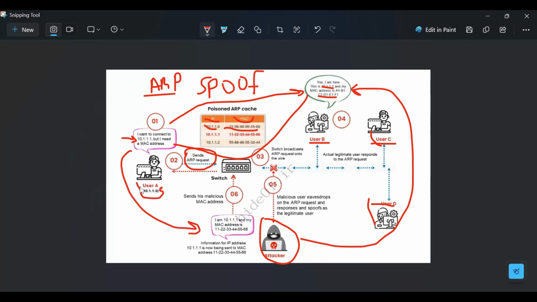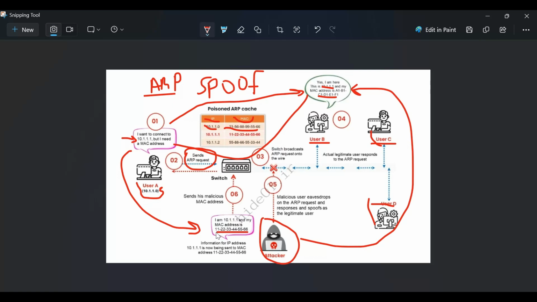So when user A takes his information and sends an ARP request to the switch, and the switch broadcasts this ARP request to every other person in this network, the attacker will rapidly come into the middle of the conversation, intercept it, and respond back. He's going to give an ARP response saying that I am 10.1.1.1. Take note, this is the IP address of user B. Now the attacker is pretending to be user B, and he rapidly presents his own MAC address to user A.